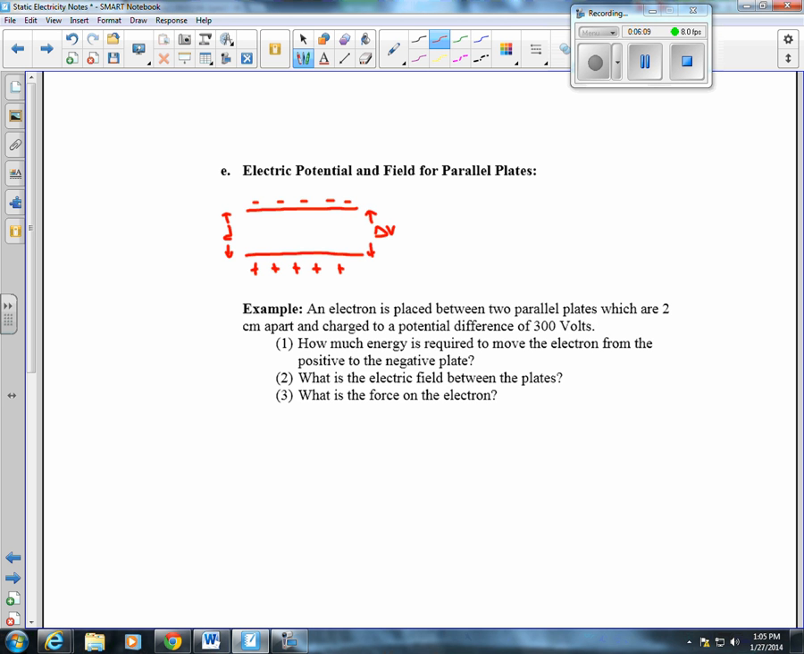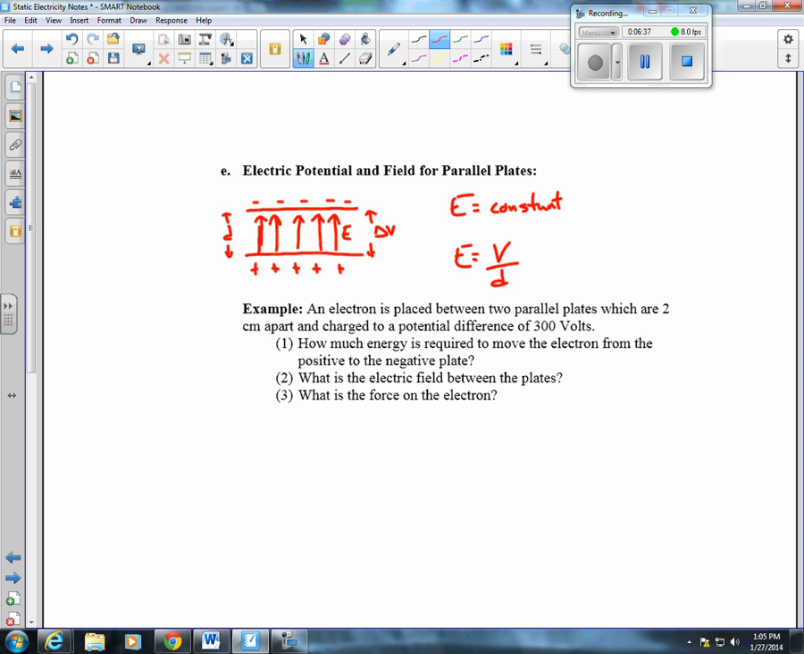If I was to draw the electric field in, remember electric fields go from positives to negatives, so I'll draw those in. And we'll label that E for electric field. Remember, the electric field is a constant between the two plates because the lines are not getting closer together or farther apart. And we can calculate the electric field by doing the voltage divided by the distance.